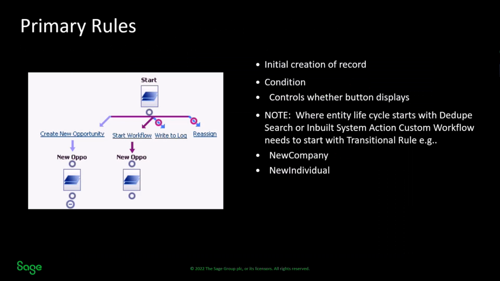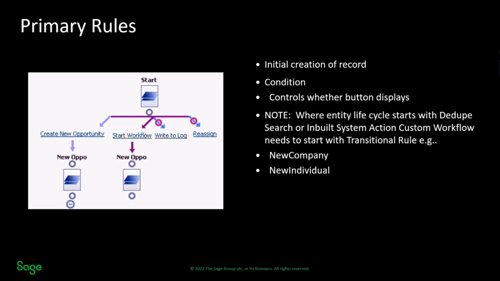Primary rules, though, are the mechanism by which we can manage the creation of the entity entirely. So this is where we would look at the creation of the opportunity, the case, and the custom entity that you want. So we are able to manage the creation through a primary rule.